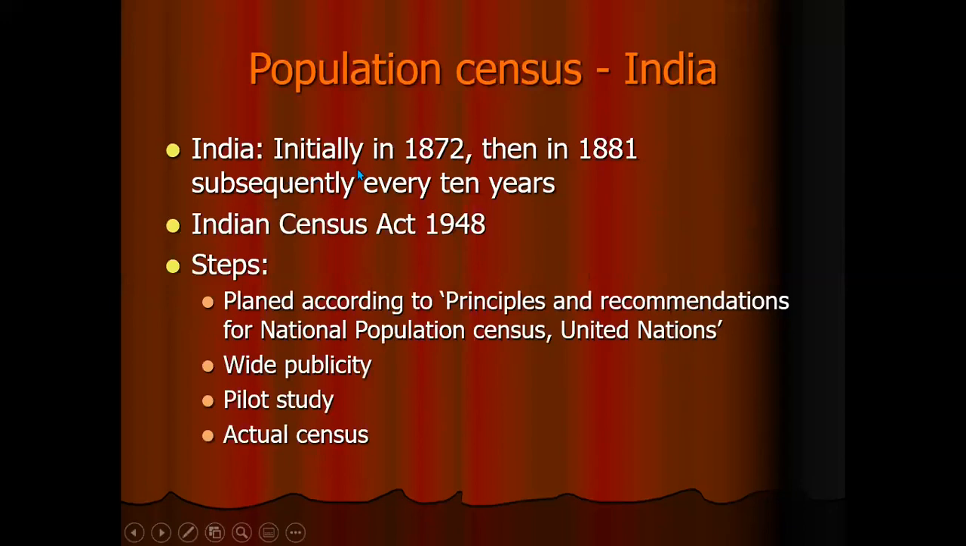In India, initially, the population census was done in 1872 and then in 1881. Subsequently, it is done every 10 years. It is governed by the Indian Census Act 1948. The steps for population census include: it is planned according to principles and recommendations for national population census by the United Nations. Wide publicity is done, followed by a small pilot study. After that, the actual census is carried out.